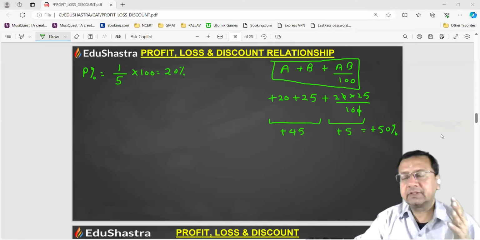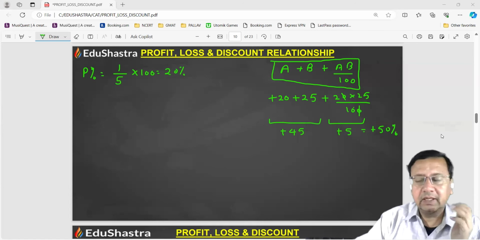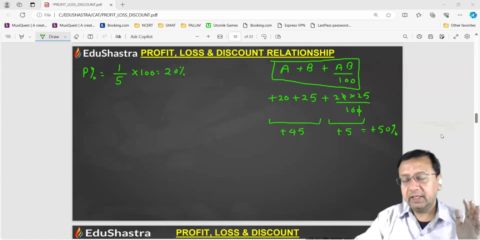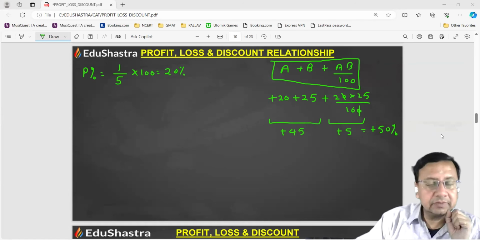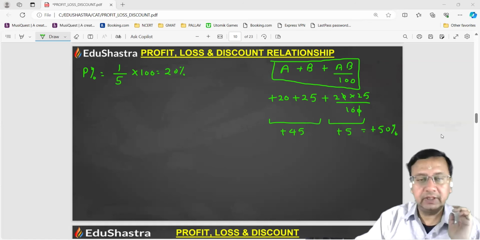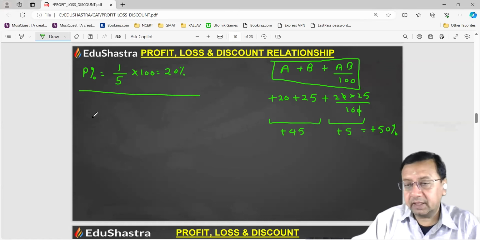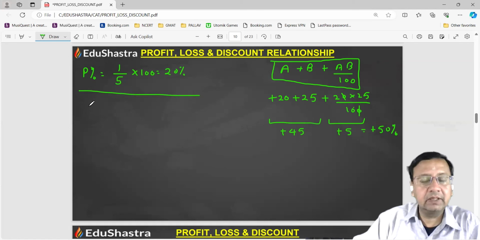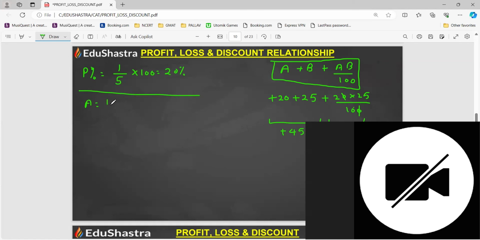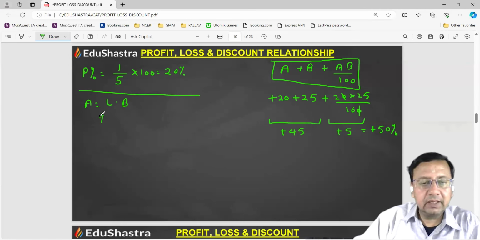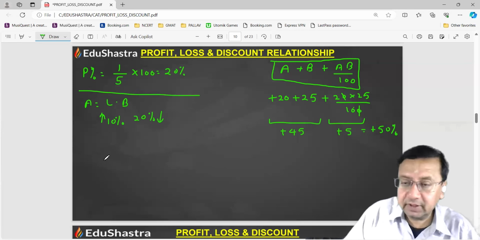Yes, yes. Take some example like area of rectangle. What is the area of rectangle? Length into breadth. If I say length is increased by 10% and breadth is decreased by 20%. Area of rectangle is L into B. Length is increased by 10% and breadth is decreased by 20%. Find the overall percentage change in the area.